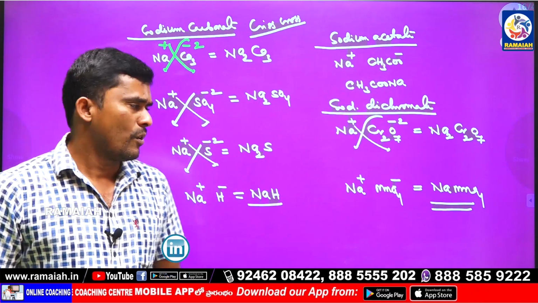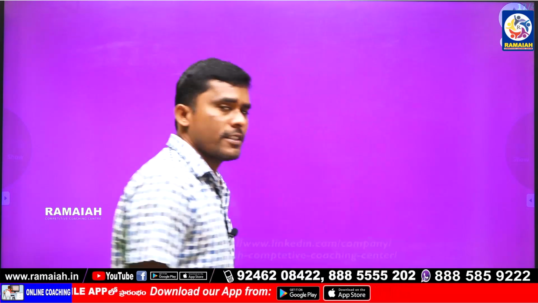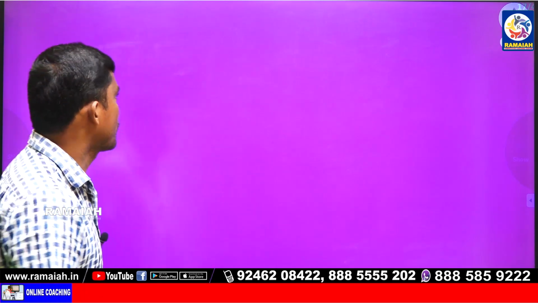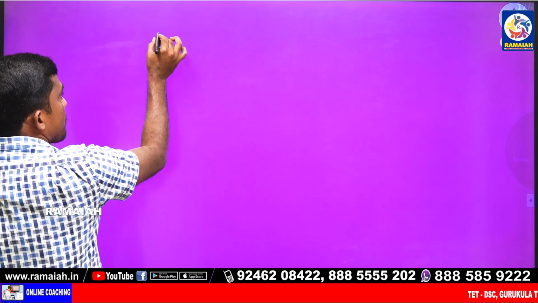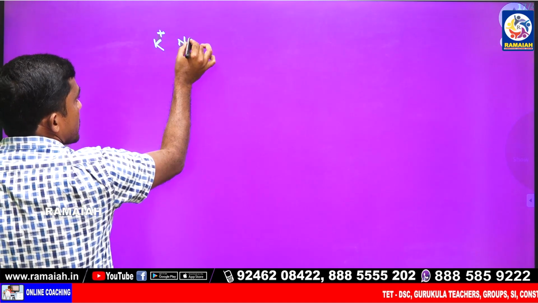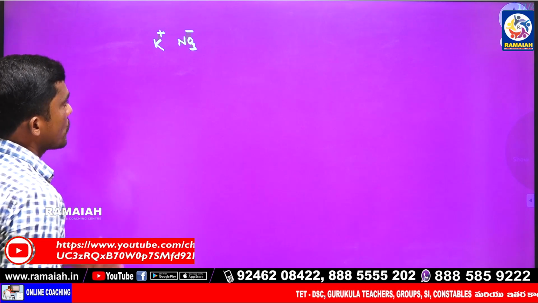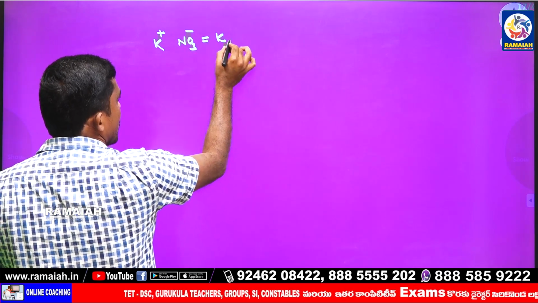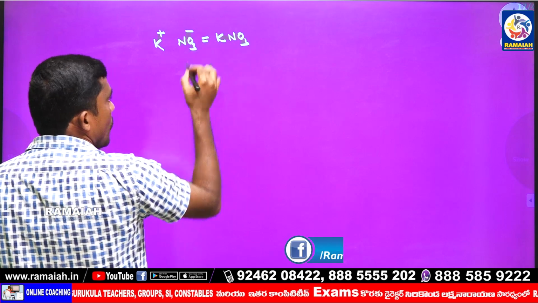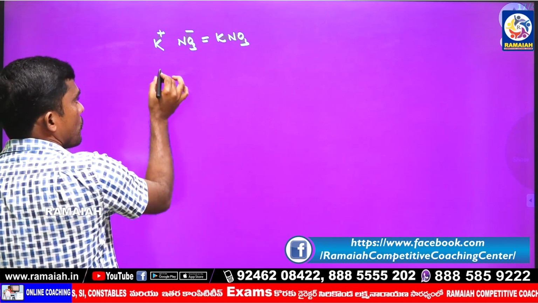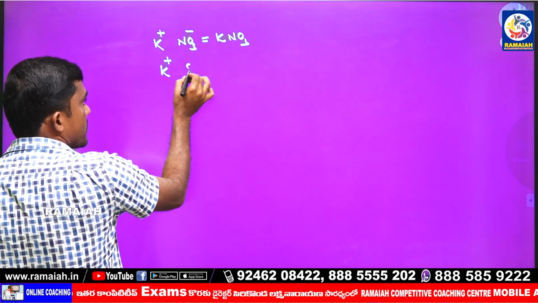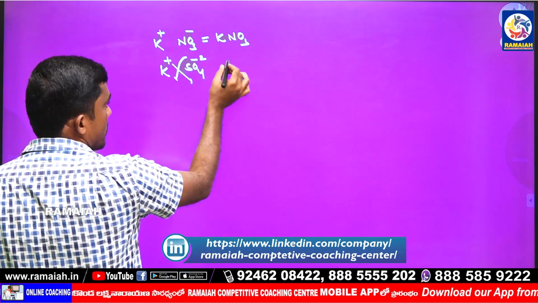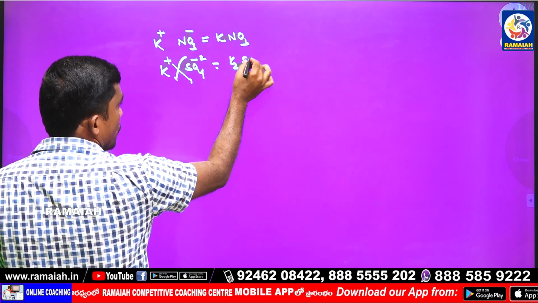Next example, potassium nitrate. How to write potassium nitrate? Potassium means K plus. Nitrate means NO3 minus. Here the charges are equal, so the formula is the same: KNO3, potassium nitrate. Potassium sulfate. Potassium means K plus. Sulfate means SO4 minus 2. Here the charges are not equal, so the formula is K2SO4.